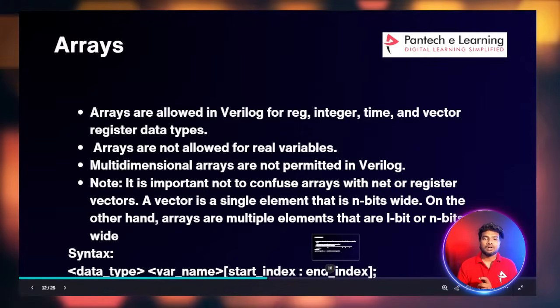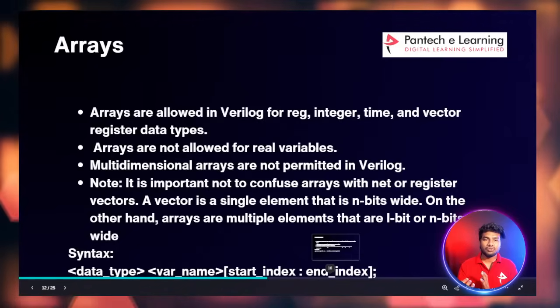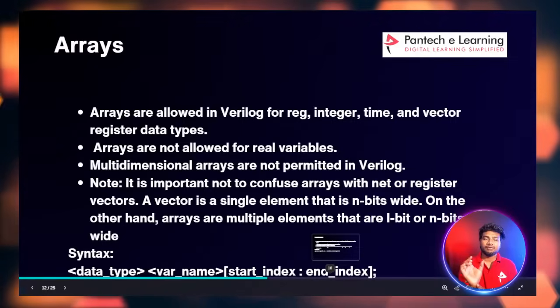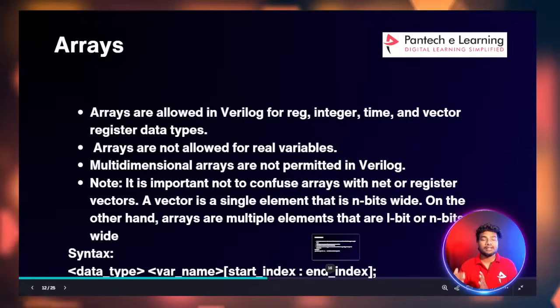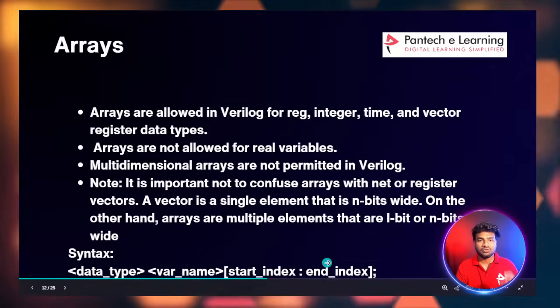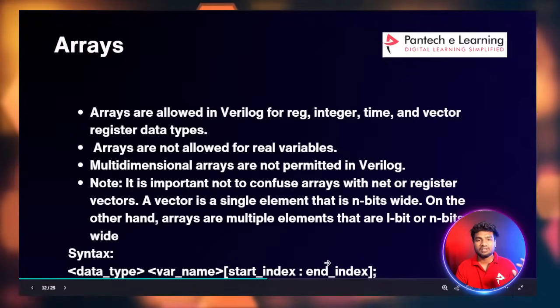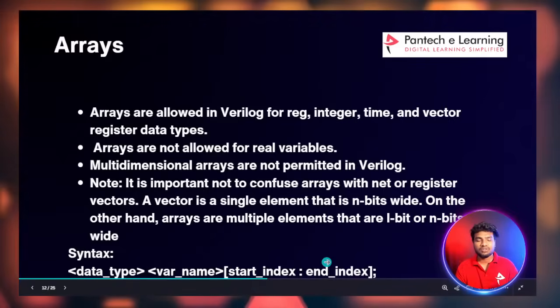For example, 7 down to 0, or 0 up to 7, means it will start from 0 and increase up to 7. So totally you will get 8 memory locations. The starting index refers to the first memory location of the array, and the end index refers to the last memory location of the array.